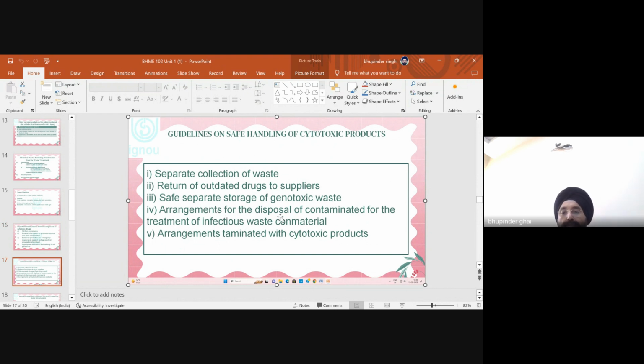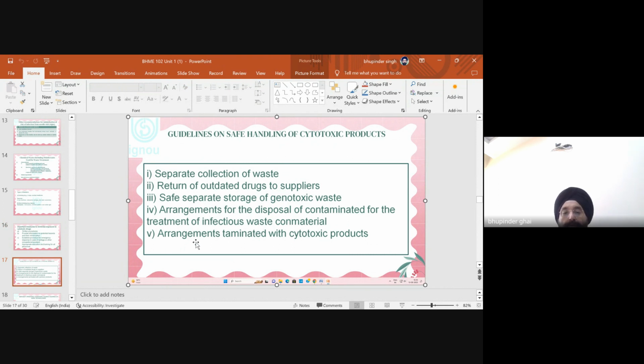Arrangement for the disposal of contaminated waste and the treatment of infectious waste. So if there is any contamination with the cytotoxic drug, those things should be disposed of separately.